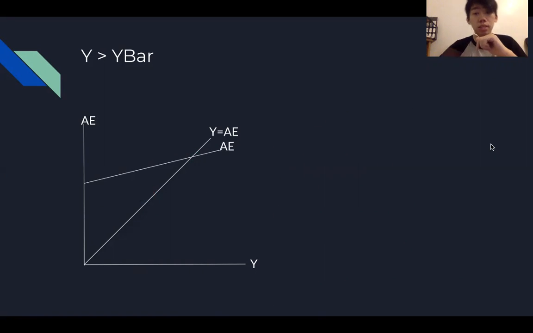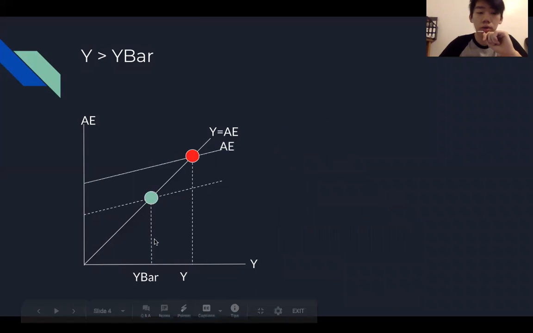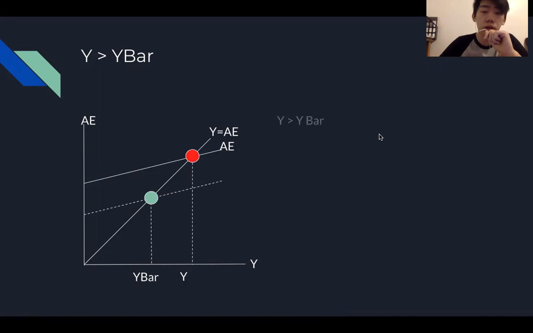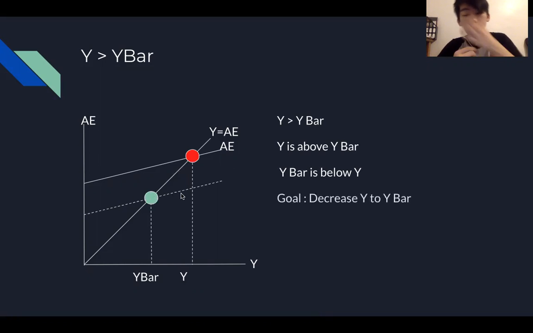Next, this is just a different example. What happens if Y is greater than Y bar? Notice here our AE is way up, and this red dot is where we are, Y. Our green dot is all the way down here at Y bar. So we clearly notice that we have way too much production. It's over full employment. So Y is greater than Y bar, Y is above Y bar, or Y bar is below Y. All these things mean the same thing. So our goal is to decrease Y to Y bar.